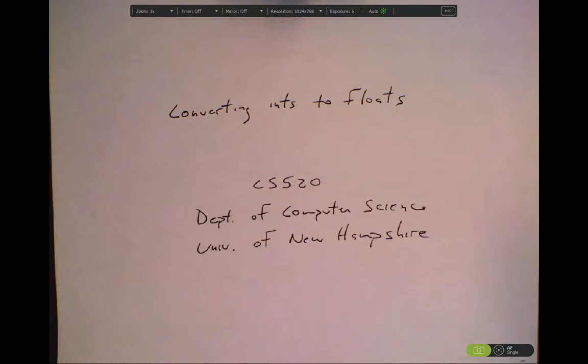Welcome back to CS 520. In this session I'm going to talk about converting 32-bit integers to IEEE single precision floating point. I'm going to do this by working an example.